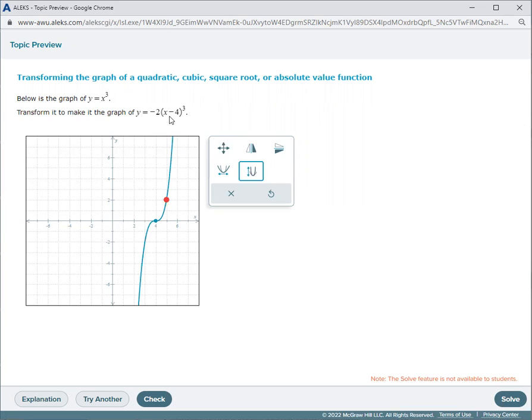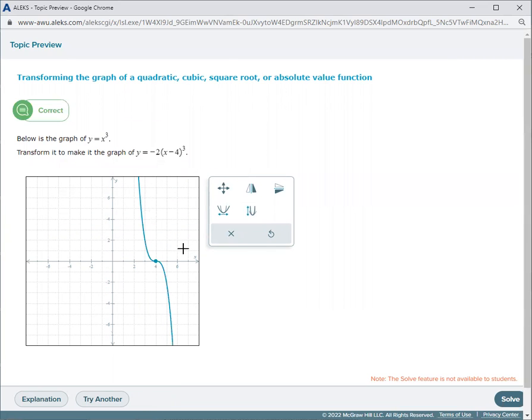Then we talk about reflections. So notice that there's a negative out front. It's not on the inside, it's on the outside. So that's a reflection over the x-axis. So I can just click on this button and it reflects it. And if all has gone according to plan, I will get it correct.